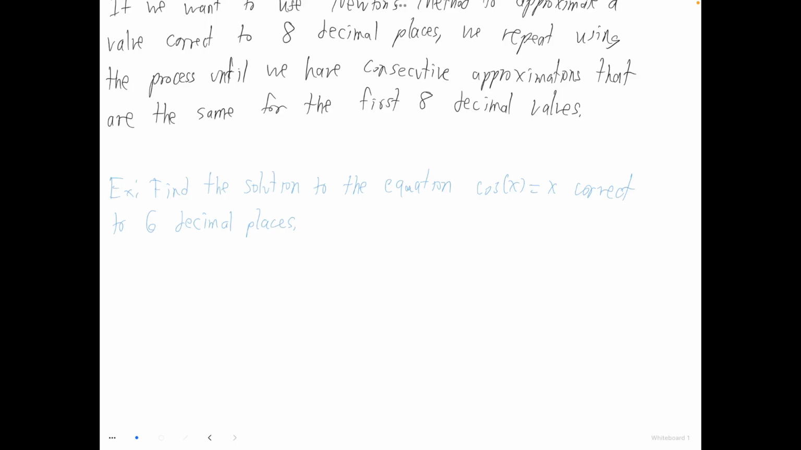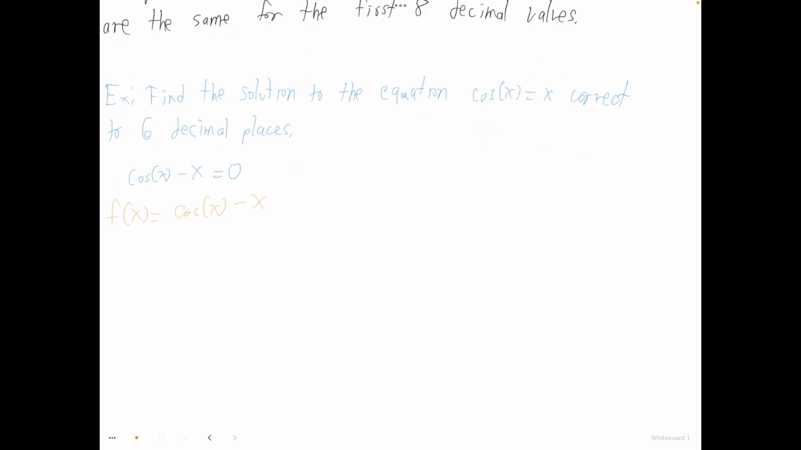Okay, and so we're trying to find the solution to cosine of x equals x, correct to 6 decimal places. Now the way we do this is we rewrite it so it's an x-intercept question. Having cosine of x equal x is the same as cosine of x minus x equals 0. And so our f of x is going to be cosine of x minus x. And now when cosine of x minus x equals 0, that's our solution. And so that's what we're going to work with.